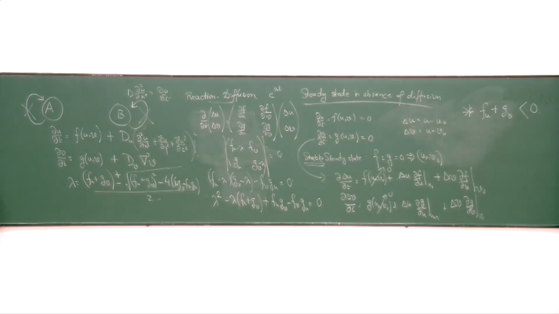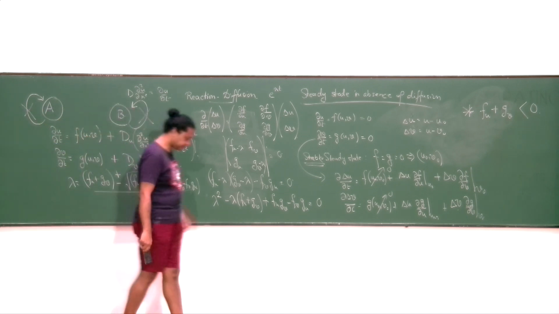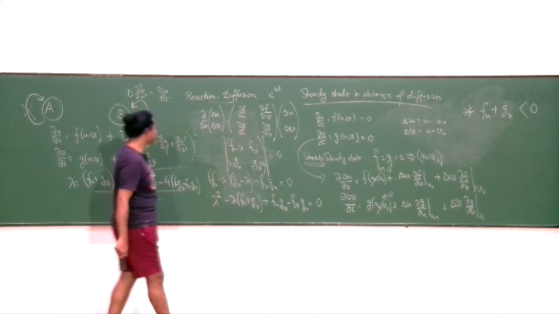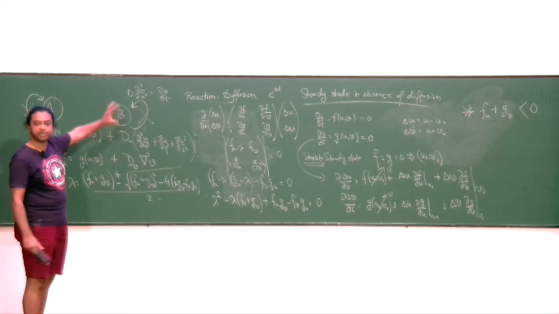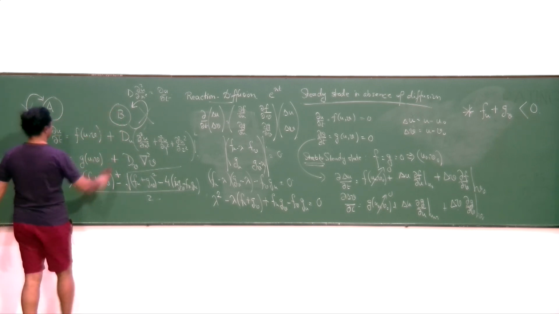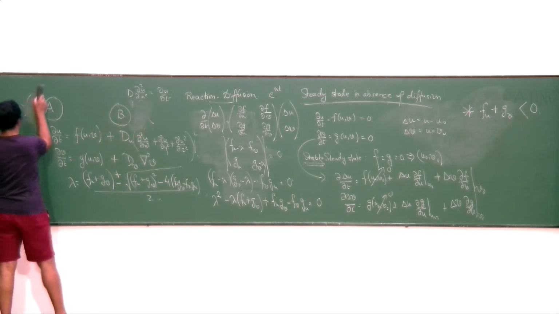So that's the spirit that we are trying to do. We are trying to find out conditions on these reaction kinetics that will allow Turing type patterns to form. Okay. So that's condition number 1.